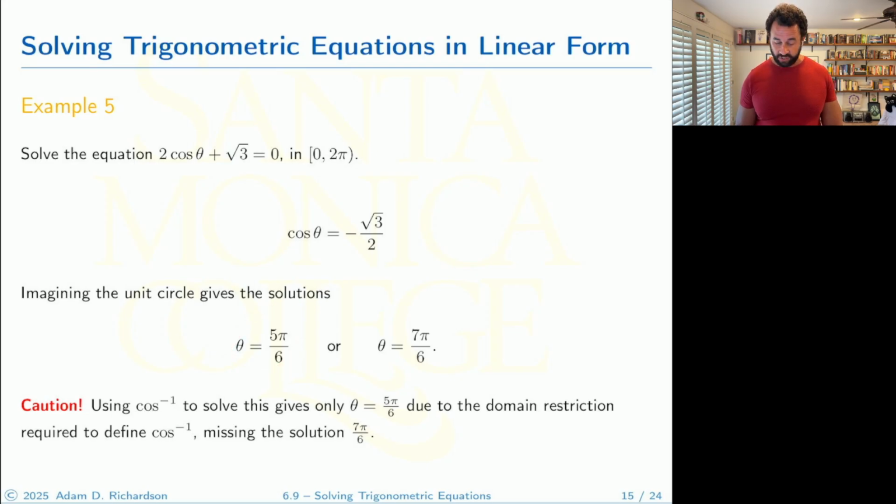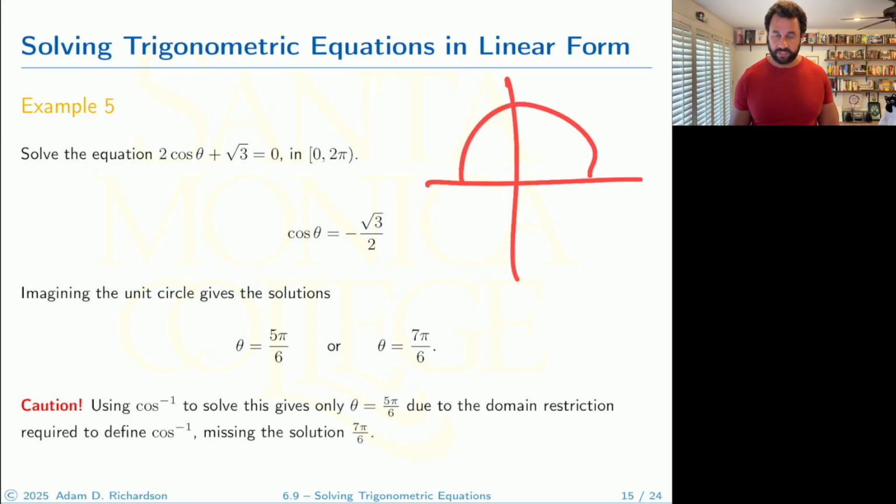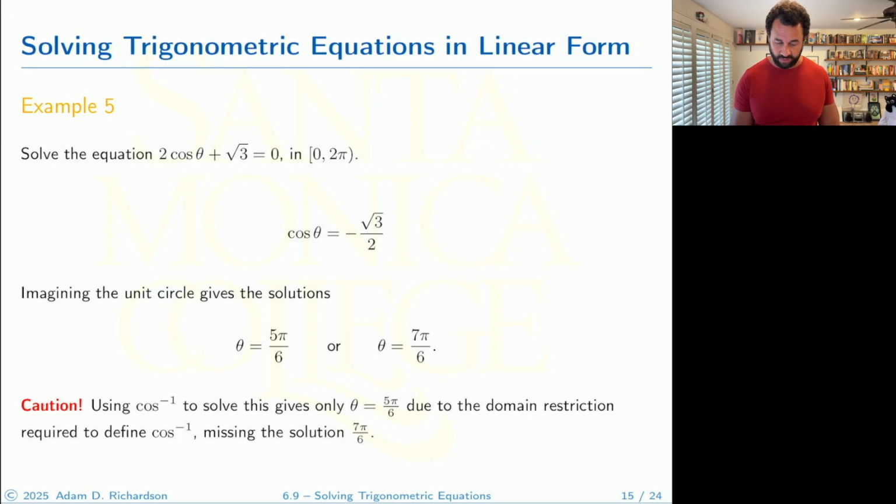And that is due to the domain restriction required to define inverse cosine, right? It's going to miss the solution 7 pi over 6 because if you remember, we restricted cosine to be in the interval 0 to pi, right? Do you remember that restriction? 0 to pi. Well, guess what? 7 pi over 6 is not in that interval. So a calculator will miss that solution. Algebraically, we would miss that solution if we only relied on this.